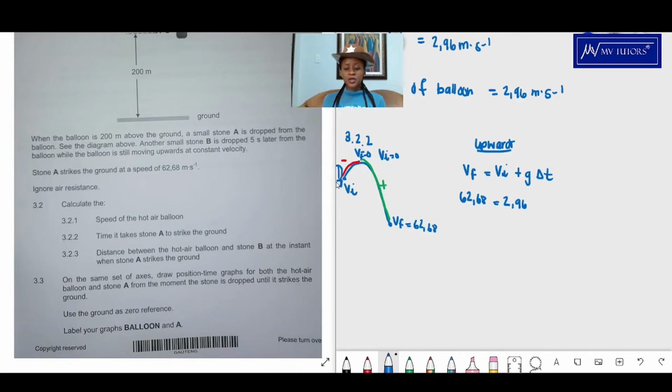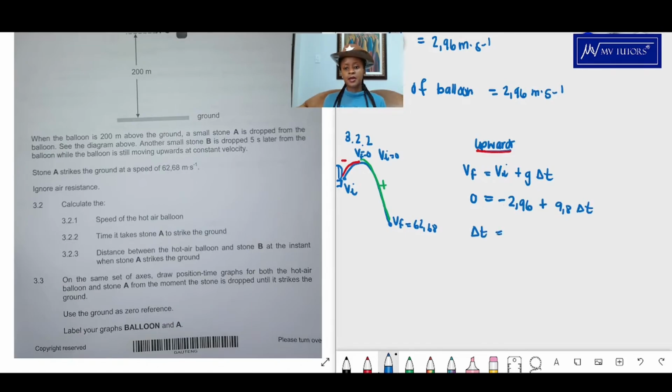Gravity is always going down. So the final velocity, remember when it went down? No, what am I doing? I'm looking at the upwards motion, let me not confuse myself. With the upwards motion here, the red one, our final velocity is actually 0. The initial velocity, because it's going up, is going to be negative for me because I chose downwards as positive. So initial velocity is negative 2.96, and gravity is always going down, so that will be positive. And then we're looking for time.